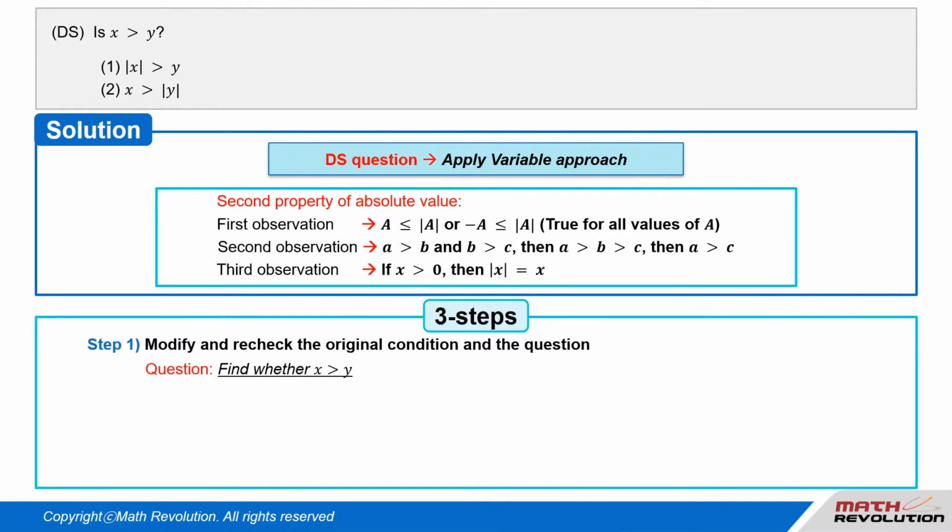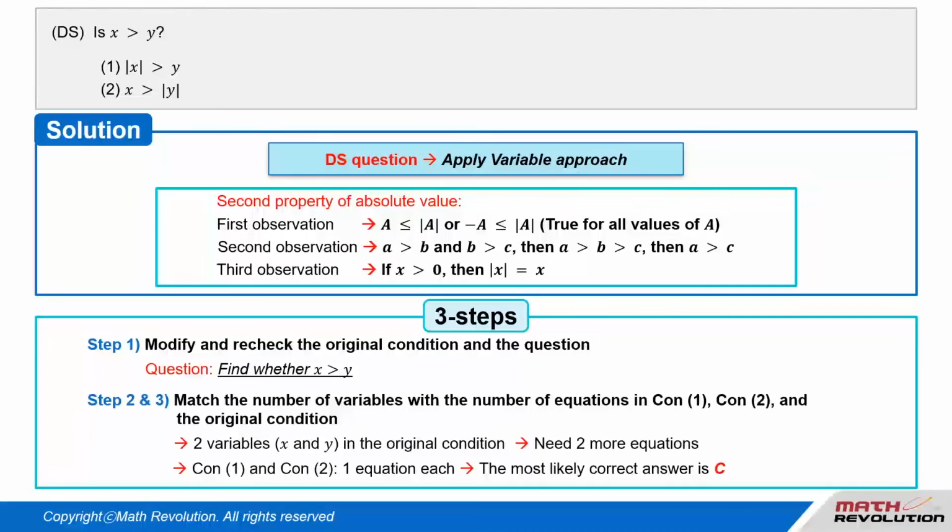Follow the first step of the variable approach by modifying and rechecking the original condition and the question. We have to find out whether x is greater than y. Follow the second and the third steps.